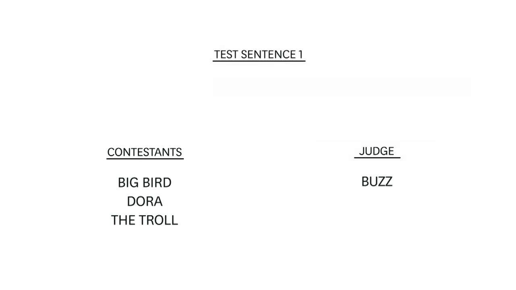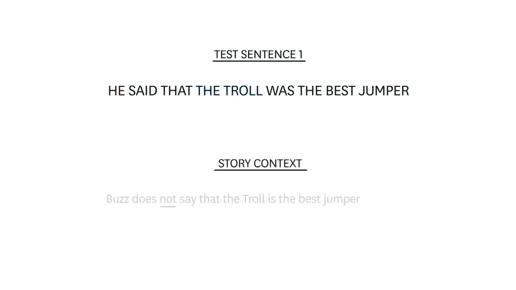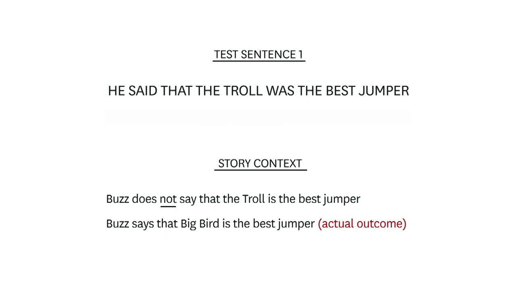Suppose the test sentence is, "He said that the troll was the best jumper." Suppose the experimental hypothesis is that children know that the pronoun he cannot be used to refer to the troll. The pronoun can only refer to some other male character in the story, Buzz say. The condition of falsification instructs us to construct a story in which Buzz does not say that the troll is the best jumper. In the story, Buzz says that Big Bird is the best jumper.